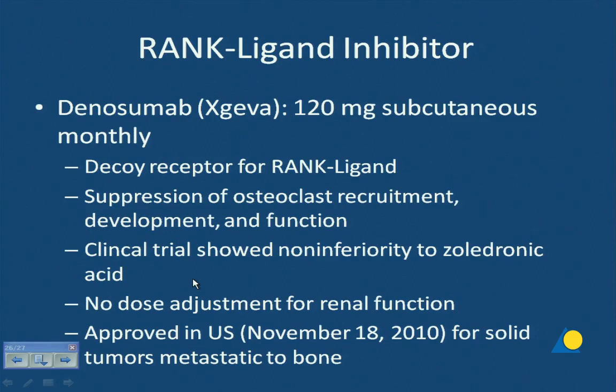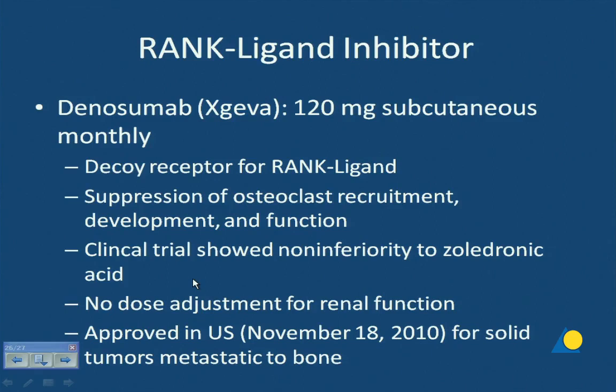One of the new areas that's entering oncology is RANK ligand inhibition, denosumab, and for cancer in the United States, it'll be called Xgeva. It's a 120 milligram subcutaneous dose that's given monthly. That's different than Prolia, which is 60 milligrams given subcutaneously twice a year for osteoporosis, although it's the same drug. This acts as a decoy receptor for the RANK ligand signal and suppresses osteoclast recruitment, development, and function. Clinical trials showed it to be non-inferior to zoledronic acid, and you do not have to make any dose adjustment based on renal function. It is just recently approved in the United States, but not currently available. Approval in the UK as well as in Europe is still pending.